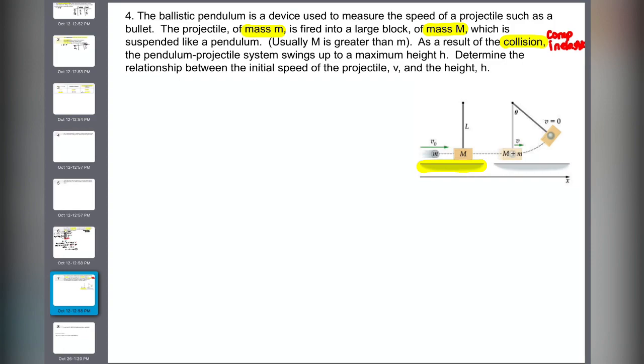That means they gave me an equation like that. Then they said that the pendulum-projectile system swings up to a maximum height h. So it's going to swing up to a height h. Determine the relationship between the initial speed v and the height h. According to the picture, they want you to find v naught and h. Are we okay with what they're looking for?